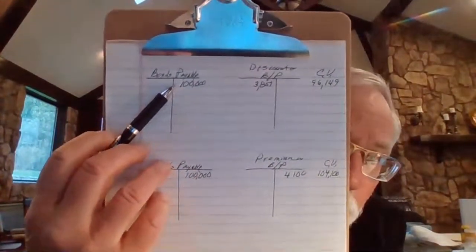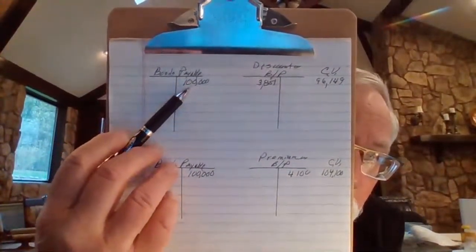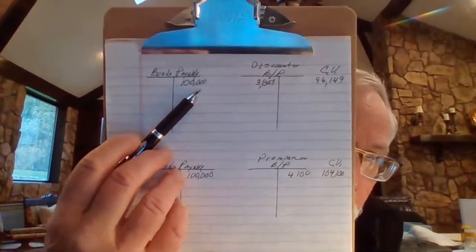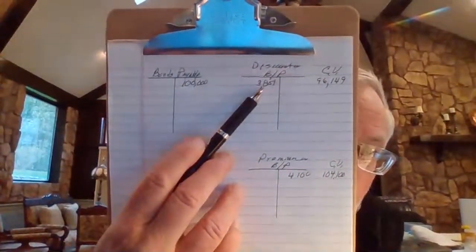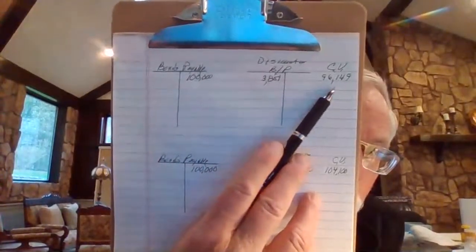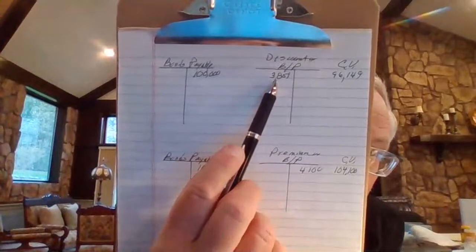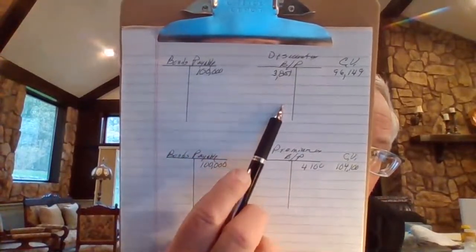And on the premium, it was 4,100. 104,100. So that's how it would look. You'd have the liability account, bonds payable. What are you going to pay to the investors when you pay them back? $100,000. But you sold them for $96,149. So the amount of the discount, that's the carrying value.